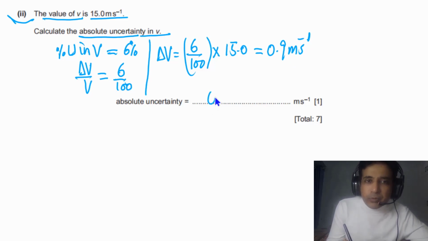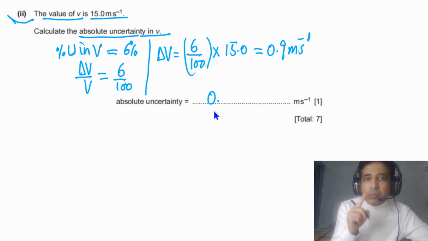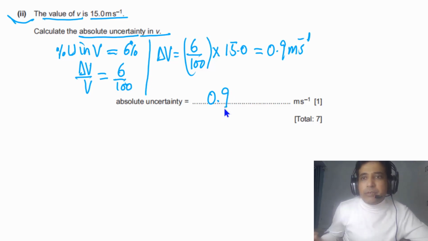And for absolute uncertainty at AS level, you have to write down up to one SF only. So our final answer for this question is 0.9. One SF only, very important. So at AS level, you have to use only one SF for absolute uncertainty.